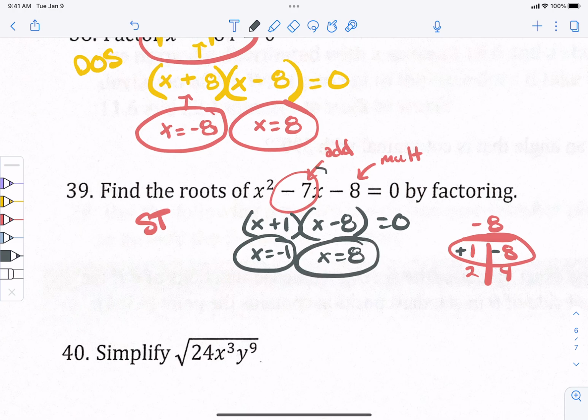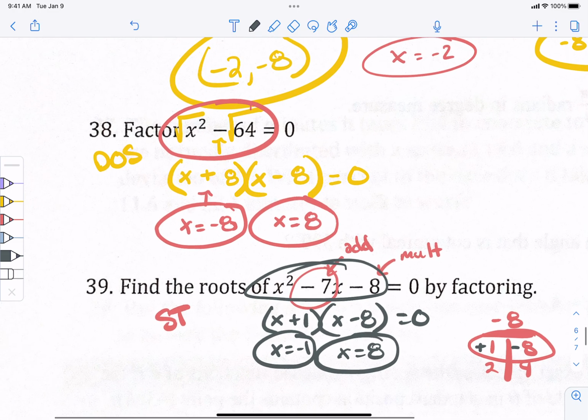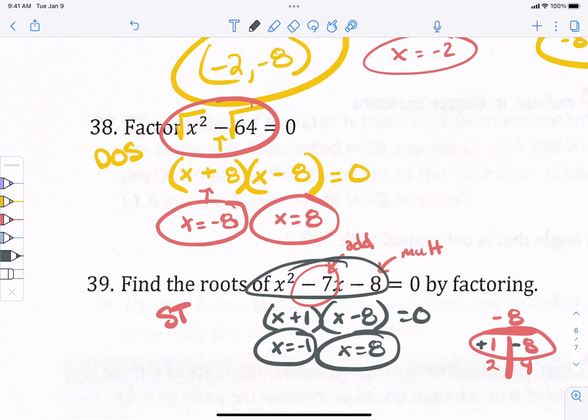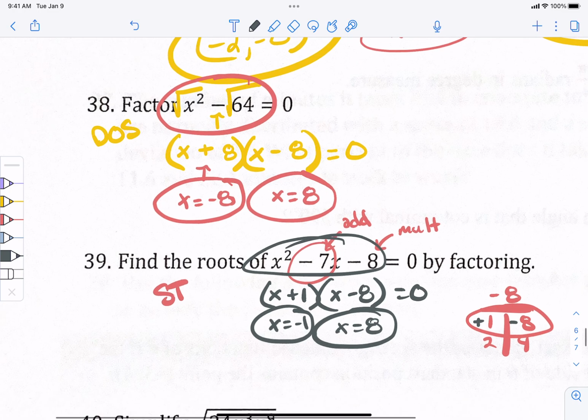So this is a parabola again if I graph it, and it's going to cross at -1 and 8 on the x-axis. Okay, simple trinomial, difference of squares. These are the only two factoring ones I'll give you. I won't give you a complex one, and I won't give you a greatest common factor. I won't do that. Okay.